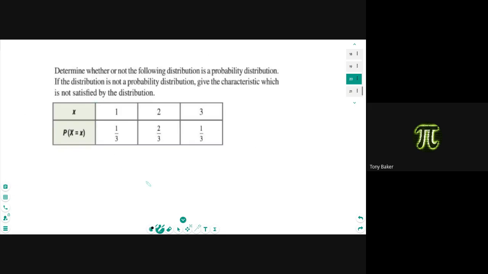Okay, couple more. Is this a probability distribution? Correct, it's got to add up to 1. 1/3, 2/3, 1/3 does not add up to 1. So therefore, this is not a probability distribution, and everything we just did does not work. If it is not a probability distribution, you can't find the expected value. You can't find anything. None of it works.